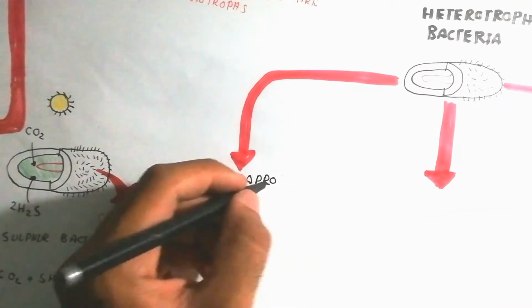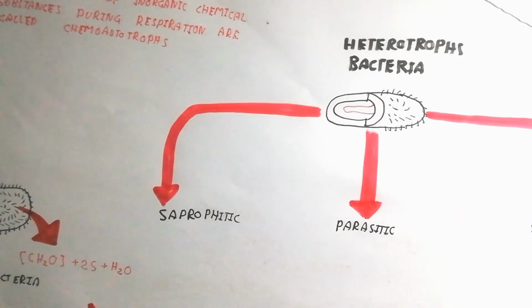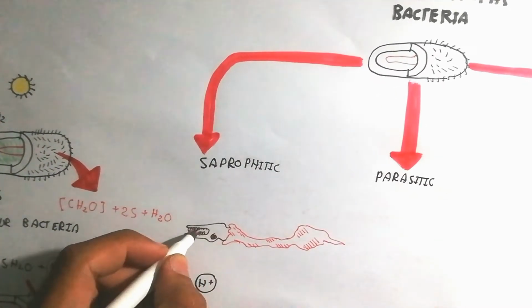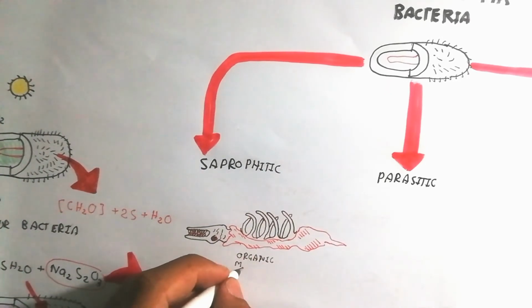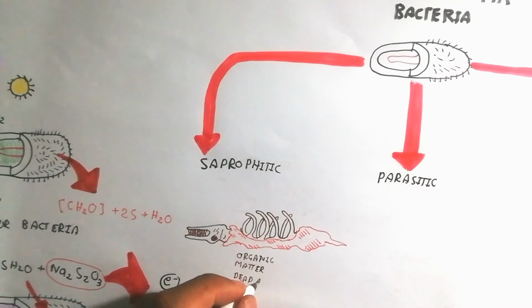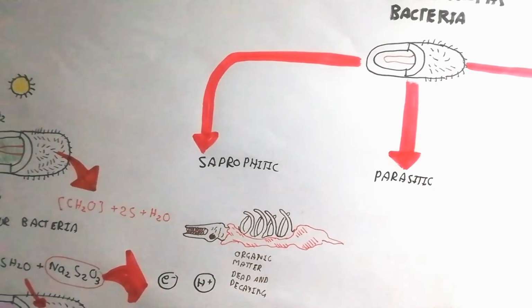Here we will talk about the heterotrophs. The heterotrophic bacteria use energy from another source. They cannot produce energy themselves because they lack enzymes, and these bacteria exist in the presence of another organism as a shelter.